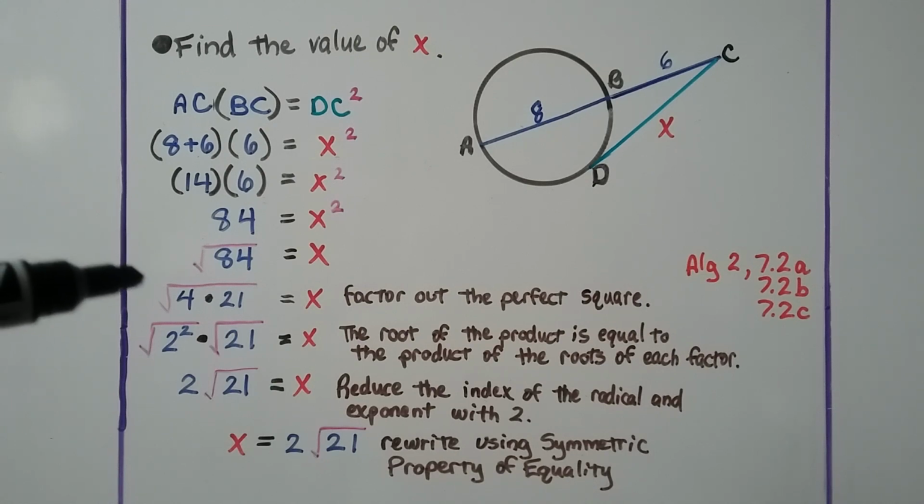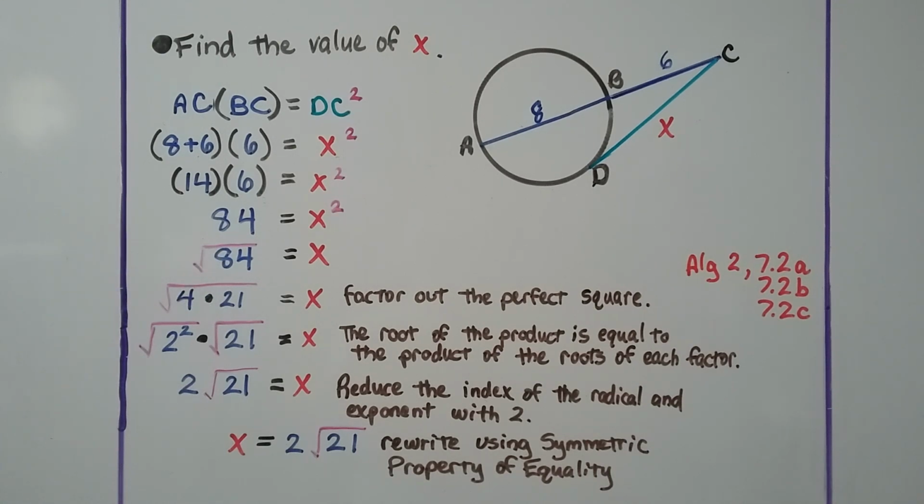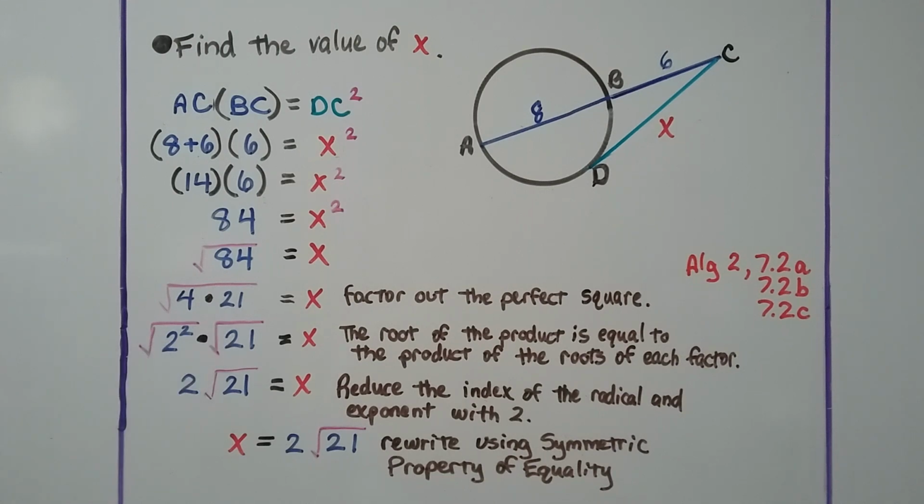But what we do is we factor out the perfect square. So 4 would be a perfect square. So we have 4 times 21. That's an 84. And the root of the product is equal to the product of the roots of each factor. We've got the square root of 2 squared times the square root of 21. We reduce the index of the radical and exponent with the 2, and we get 2 square root of 21 is equal to x. We can rewrite it using the symmetric property of equality, flip it around, and put x is equal to 2 square root of 21.